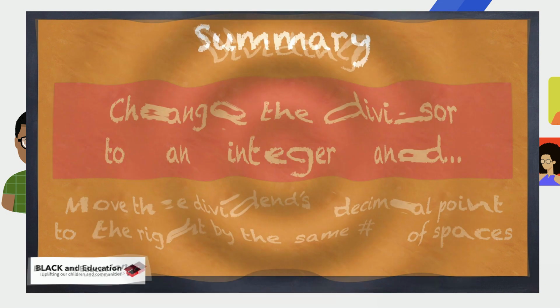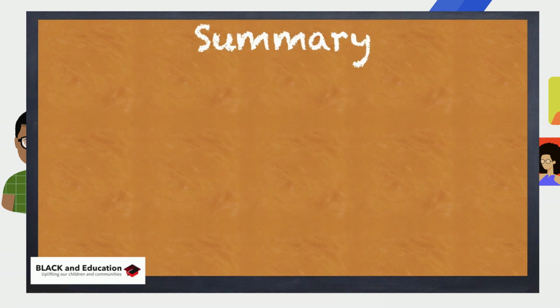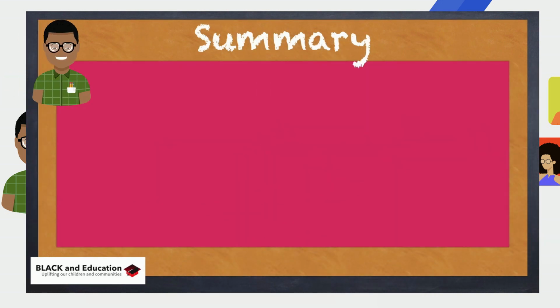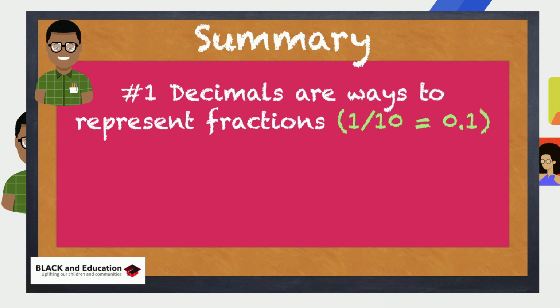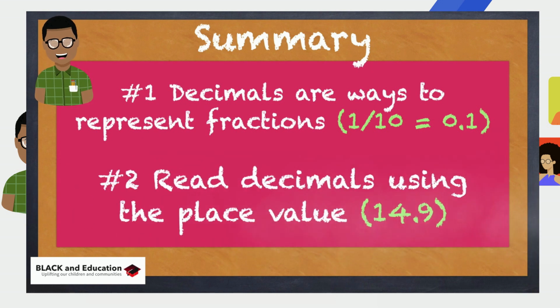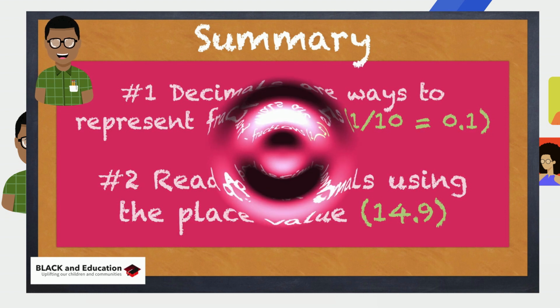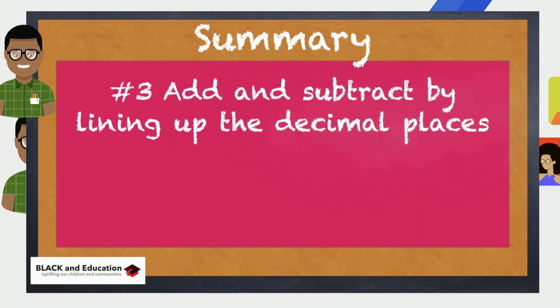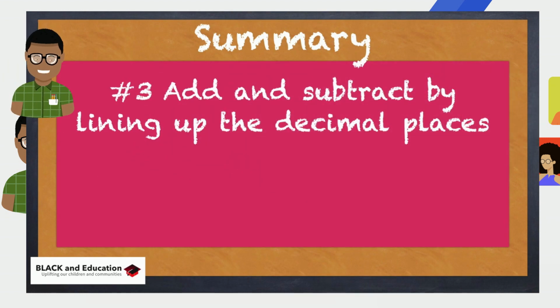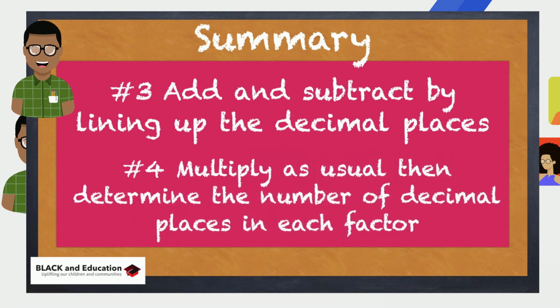So when you think about all we've talked about with decimals, you want to remember that decimals are a way to represent fractions. Not only are they a way to represent fractions, you can read decimals by looking at the place that you're dealing with. So this is 14 and 9/10. You look at the place value to help you read decimals. In addition to that, for adding and subtracting, all you have to do is line up the decimal places. When it comes to multiplying, you multiply as usual. You just figure out the number of decimal places in each factor, and you add that up to figure out what your answer needs to be in terms of decimal points.